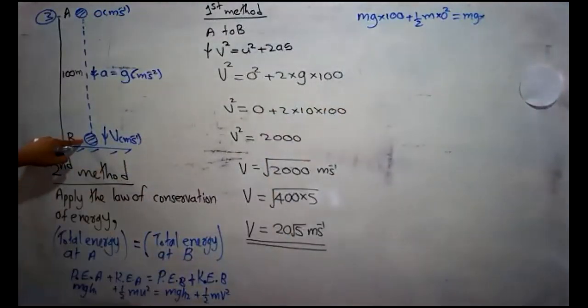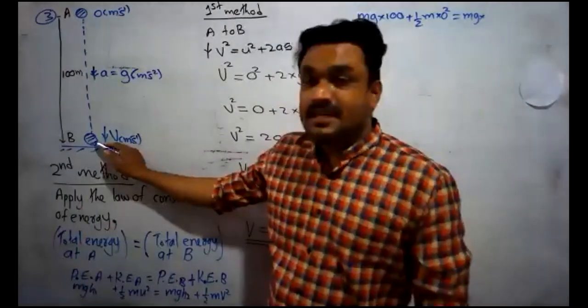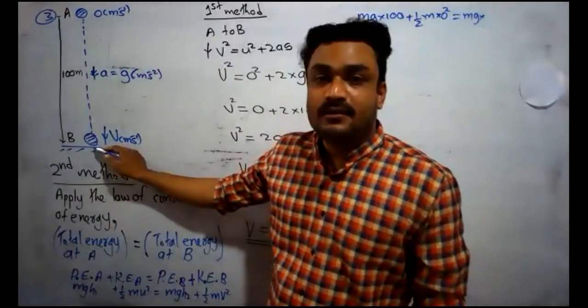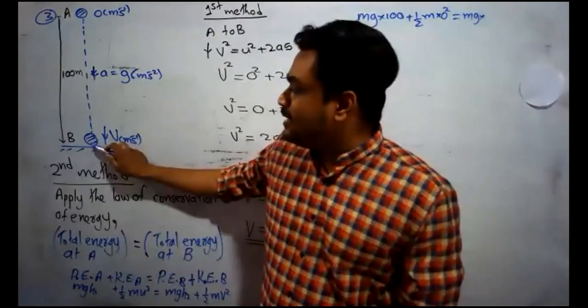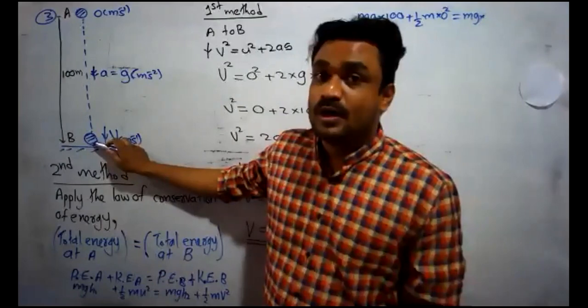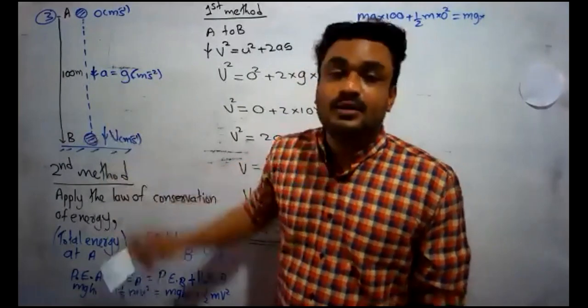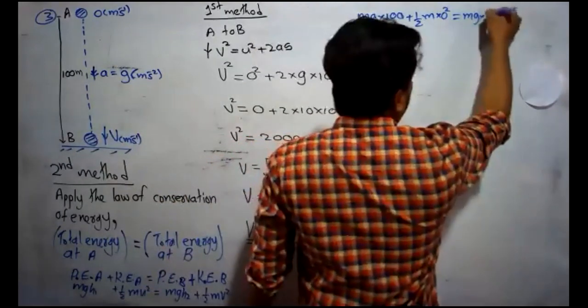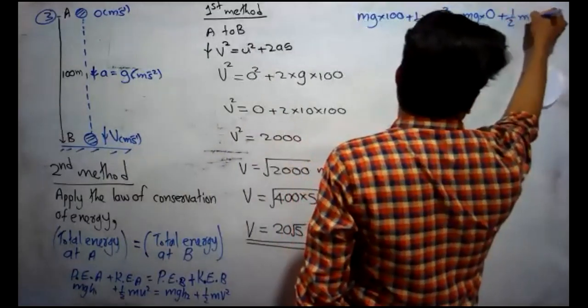mgh2. h2 is the distance to the ball from the ground when it is at B. So B point is on the ground. When an object is on the ground, distance to the object from the ground is 0. Is there any gap between the object and the ground? No, because the object is already on the ground. So h2 is 0. Plus half m v square.